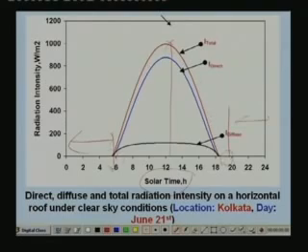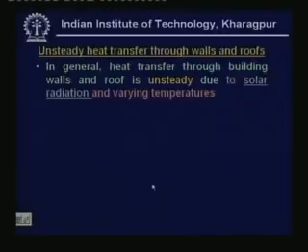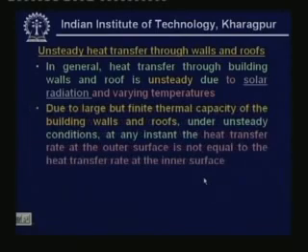So it is 0 at sunrise and 0 at sunset. So it is continuously varying throughout the day. Because of this, the outdoor boundary condition, the radiative boundary condition, also varies continuously with time. Similar to solar radiation, the outdoor temperature also varies with time. Due to, as I said, large but finite thermal capacity of the building walls and roofs, under unsteady conditions at any instant the heat transfer rate at the outer surface is not equal to the heat transfer rate at the inner surface. This is very important.